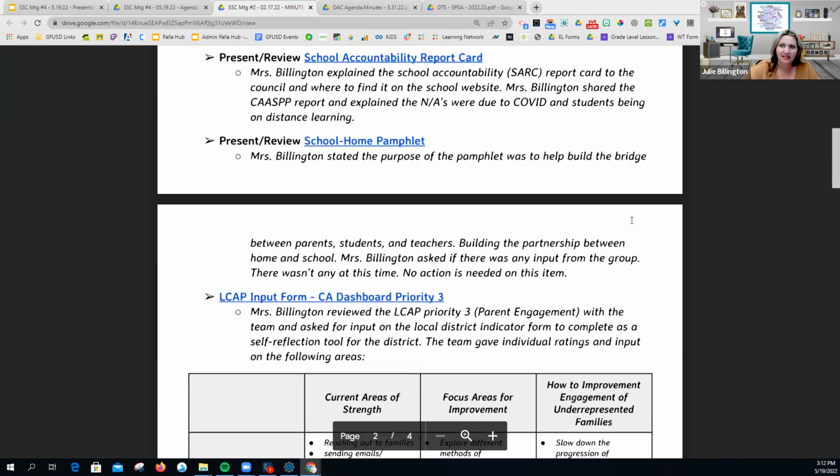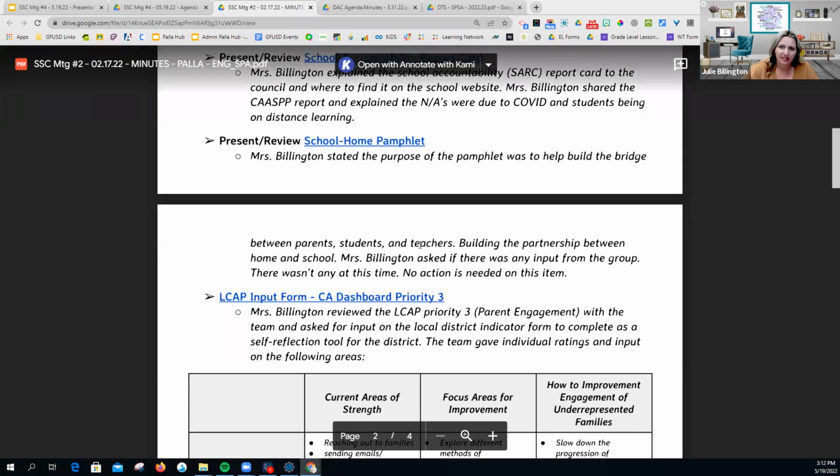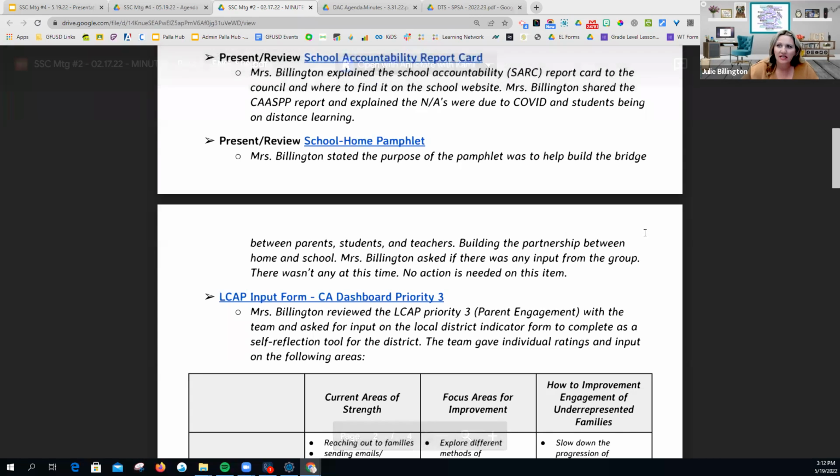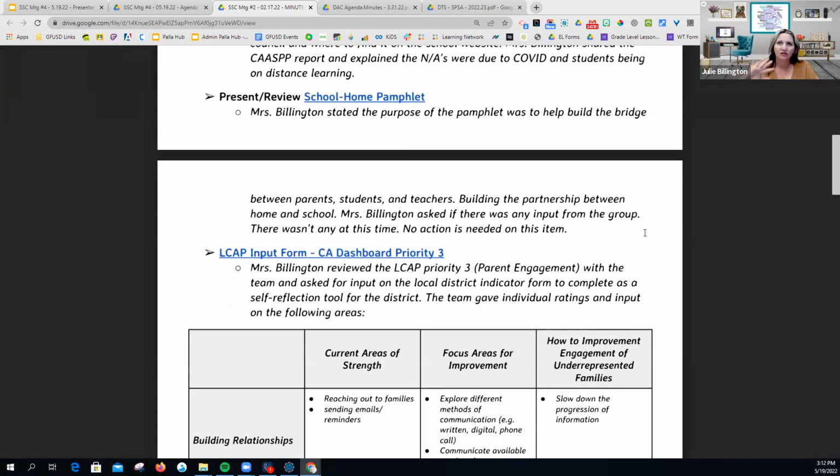Then I also presented the school accountability report card, which is basically a report card for our school. Every school does that, and I let you know where you could find it on the website. It talks about different information about our school, different demographics. I also presented the school home pamphlet that laid out different ways parents can get involved, and different events that we have going on here. I asked the group if there was anything to add or change, and there wasn't at that time.